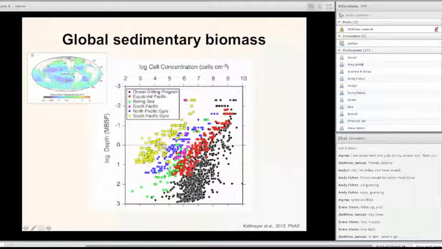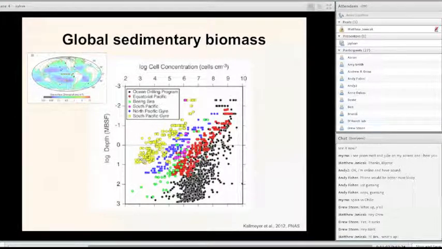And then the other pattern is that it's actually quite heterogeneous. So depending on where you go, in black, like I said, we have sites that are closer to shore, versus in yellow, this is the South Pacific Gyre, where we have very low biomass and down to only 10 to the third or less cells per cubic centimeter.